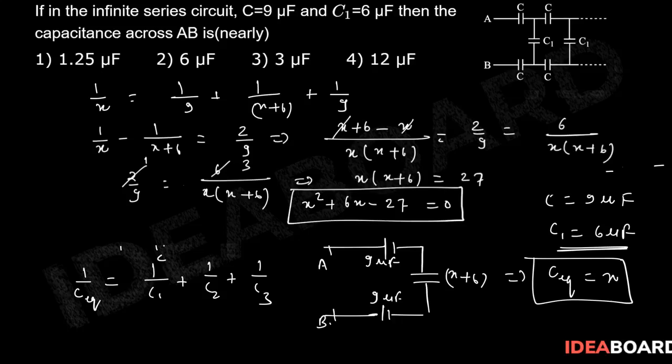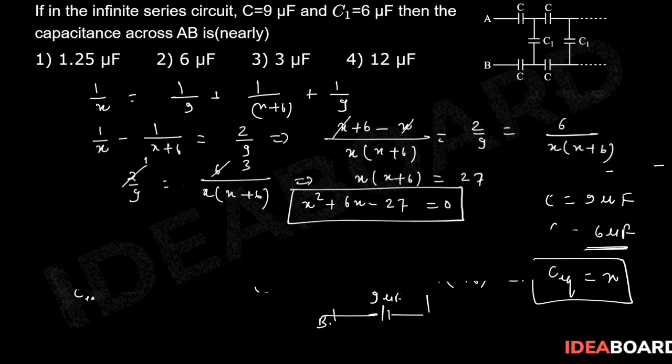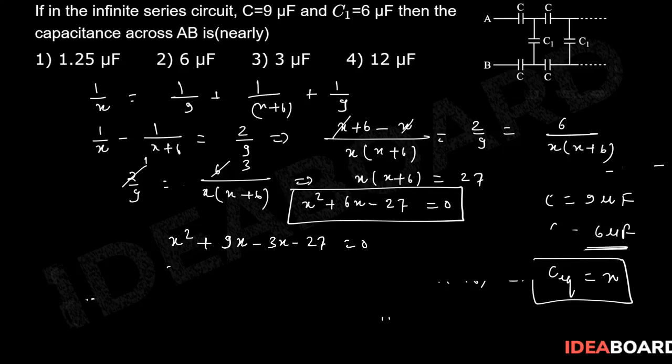This is our quadratic equation. Now we need to solve this quadratic equation, correct? So how do we solve this quadratic equation? We know that for x square, 9 into 3 will give us the 27. So x square plus 9x minus 3x minus 27 will be 0. So x plus 9 will be common, minus 3, again x plus 9. So x plus 9 into x minus 3 is the value.